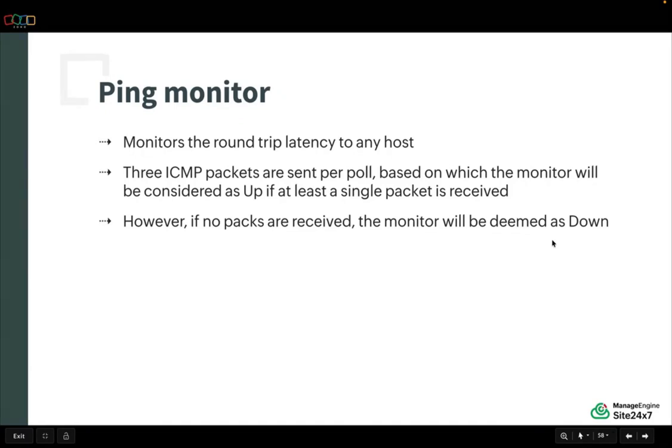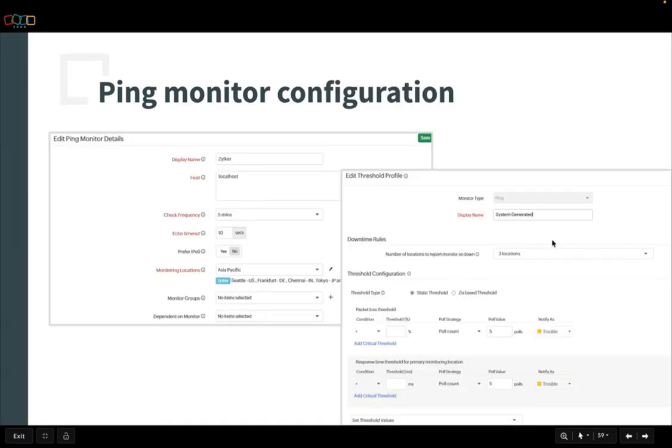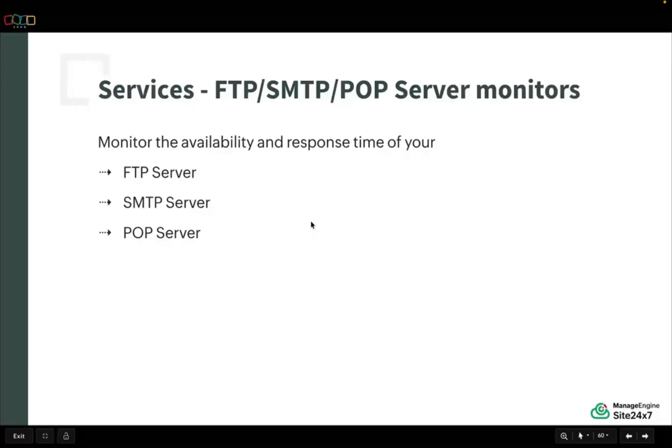So we'll monitor the response time and availability for that particular IP or host using this ping monitor. This is the ping monitor setup, where we'll provide the host name or IP. Instead of a host name, we can also provide an IP, and the check frequency. So we'll be able to monitor the IP using the ping setup, which is ICMP.